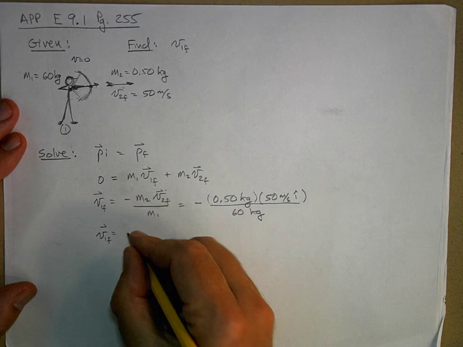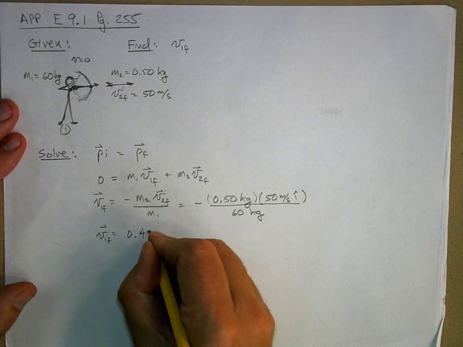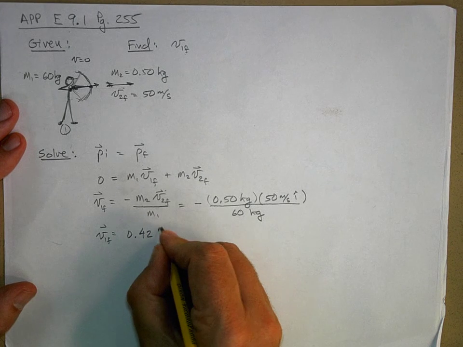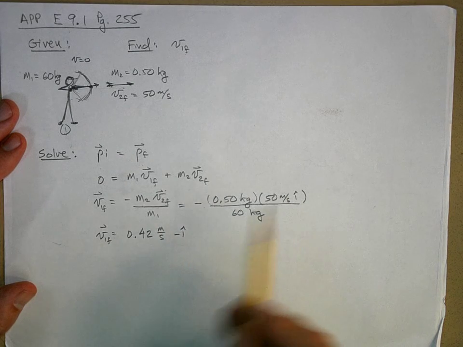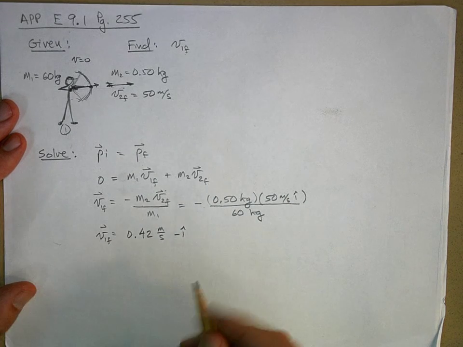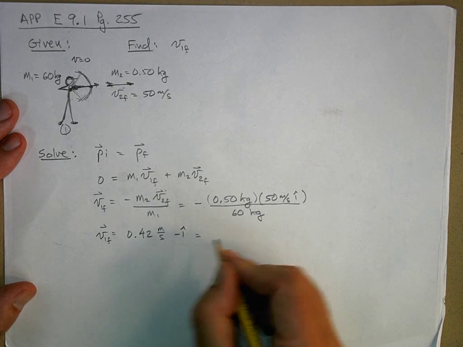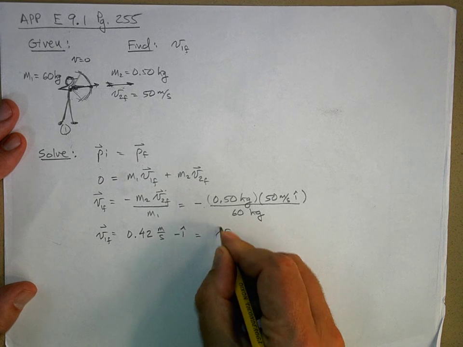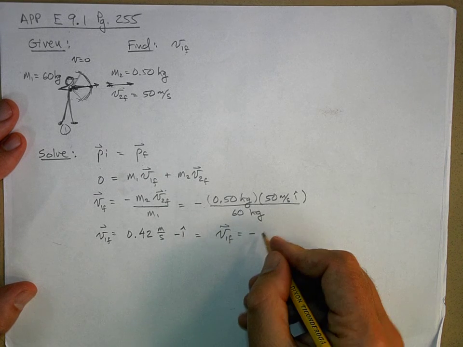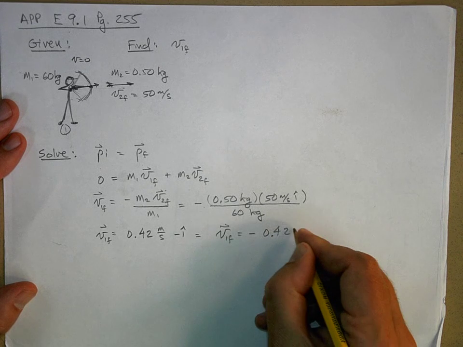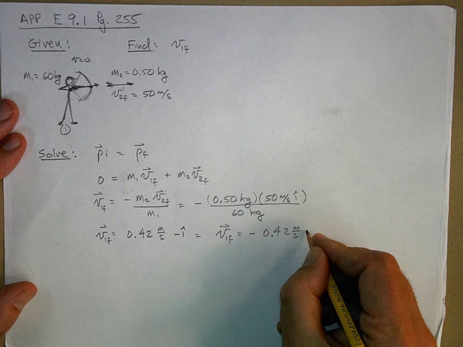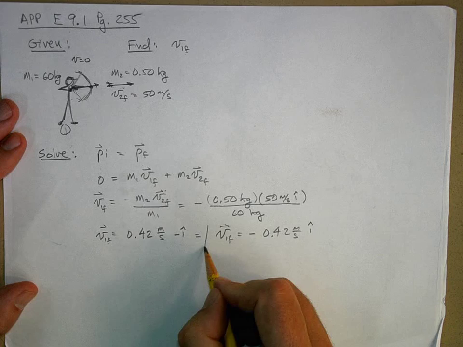0.42 meters per second in the negative i hat direction. You put the negative out front, I think that's what the book did. It means the archer is moving to the left at 0.42 meters per second in the negative x direction. There we go.